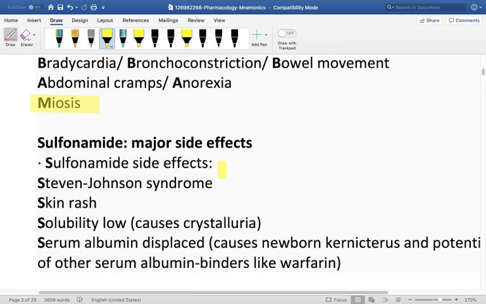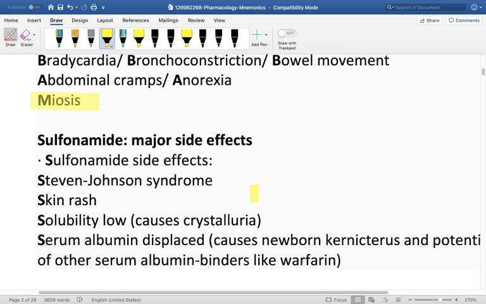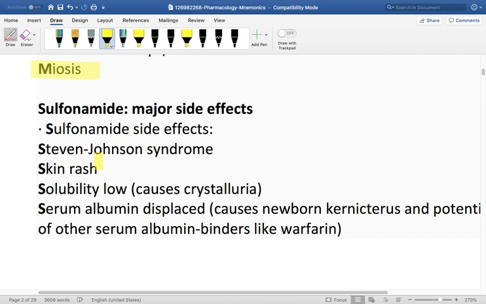Now, we need to know about sulfonamides. Certain sweet things about sulfonamides. Stevens-Johnson, sulfonamide. Skin rash, sulfonamide. Sulfonamide has a low solubility. That's the reason for crystalluria. Sulfonamide displaces the bilirubin from the albumin. So that is the reason a newborn will develop kernicterus if you happen to give sulfonamide, is what you have to remember.